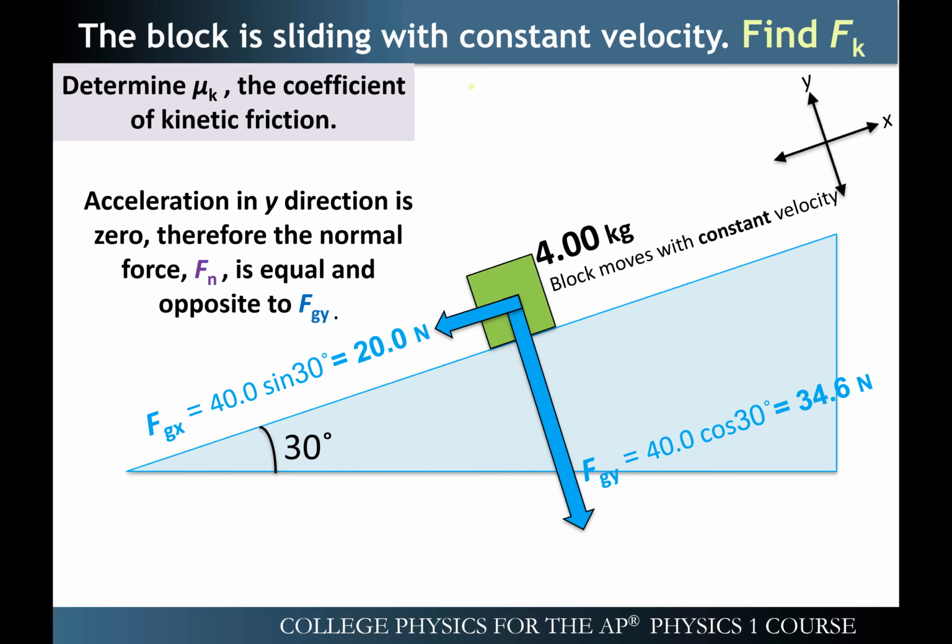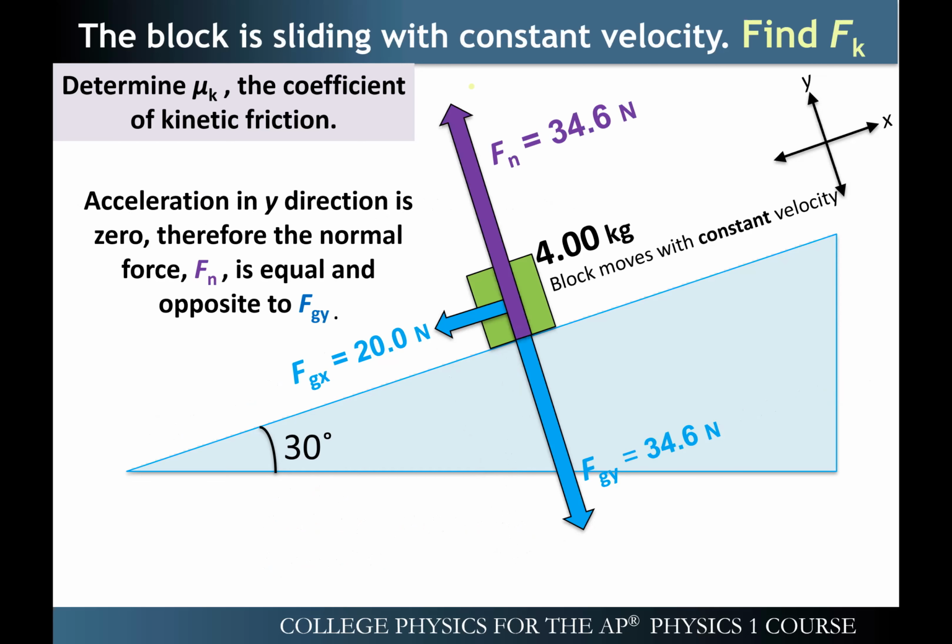And so just like before, since it's not accelerating, it's going at a constant velocity. And even if it was accelerating along the slope, it wouldn't be accelerating vertically. So vertically speaking, we know the normal force being perpendicular to the surface will match the y component of the weight, which is also perpendicular to the surface.